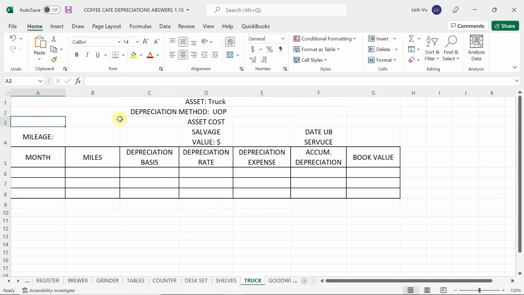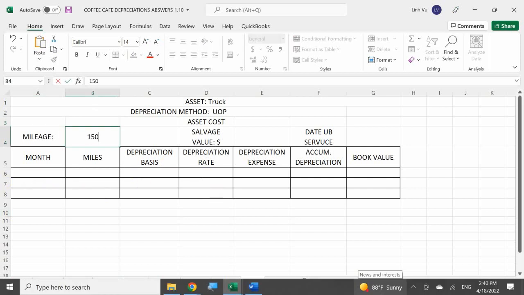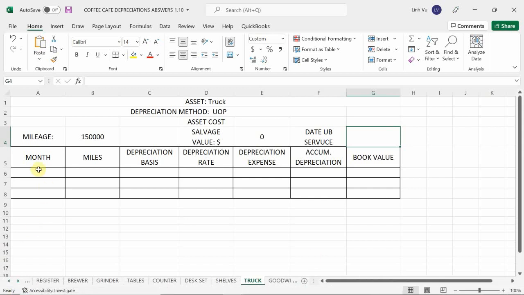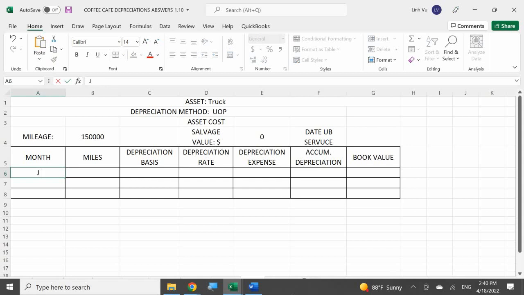Now, let's see. I know for a fact I can drive up to 150,000 miles, okay? We know salvage value is 0. Do I have the date that I placed into service? Do I have the asset cost? Okay. All I know is for the month of June, I've already driven 1,200 miles. So in this case, where can I find the asset cost and when I place into service?